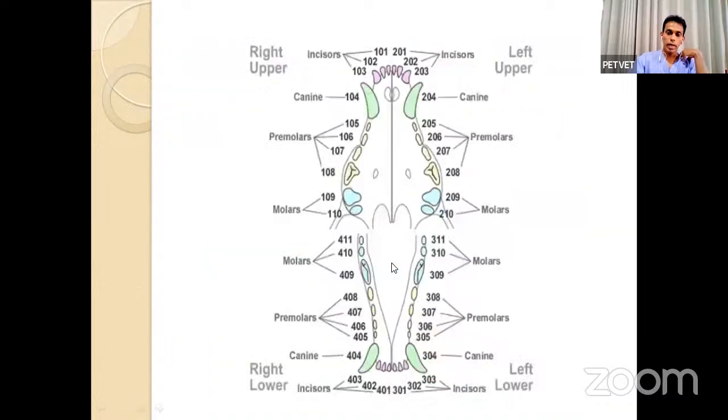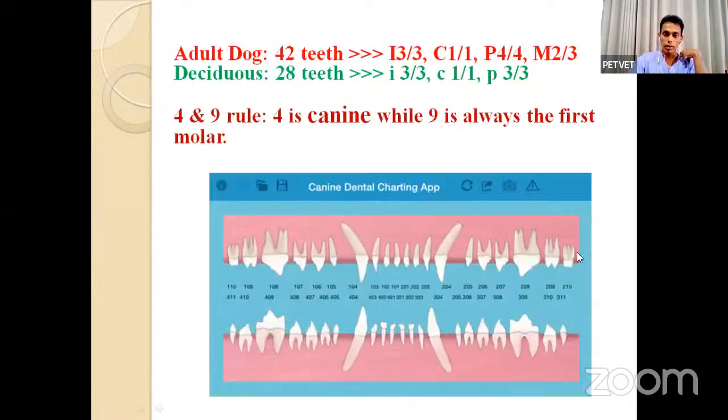Initially we looked at this orientation. Now this is the side orientation, but theoretically it's the same. So this is the first quadrant, the right upper quadrant. The first tooth is 101, then 102, 103, and 04 is always the canine. So 104 is the canine of the first quadrant, and 09 is always the first molar. So this is the first molar of the first quadrant, right upper quadrant. Now, as you can see here, this small tooth is 109. This is the first molar and second molar. Whereas here, 9 is this one, the big one.